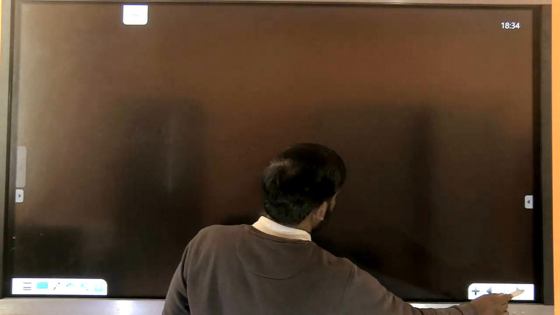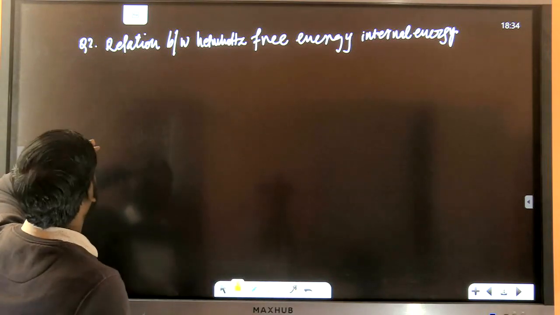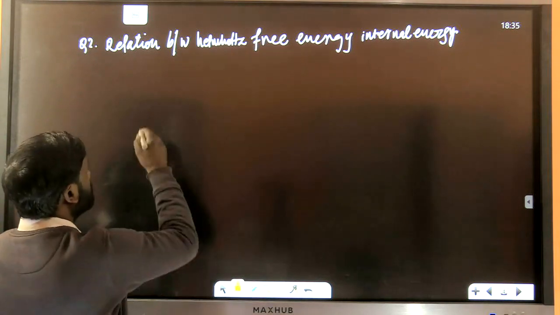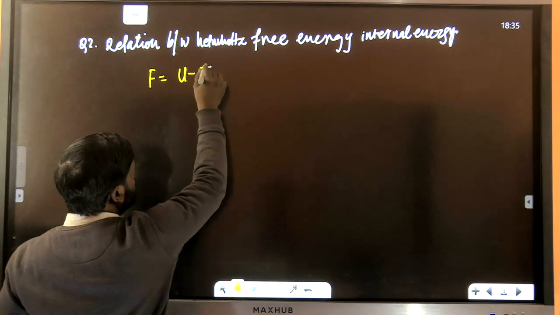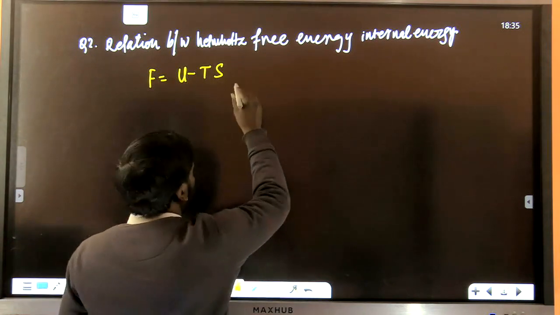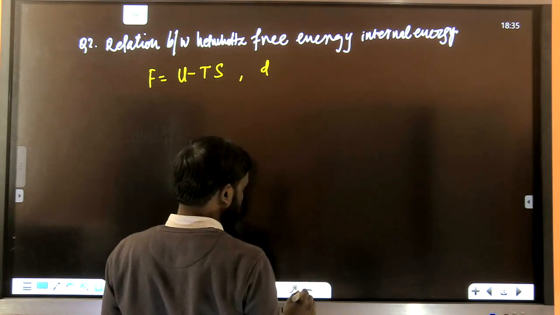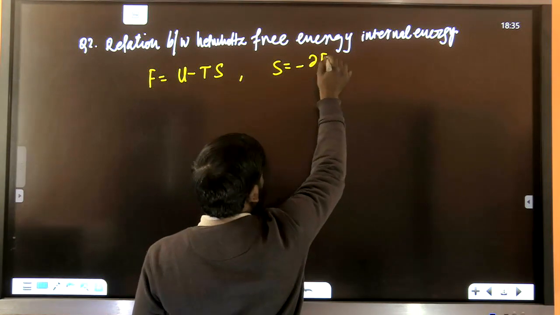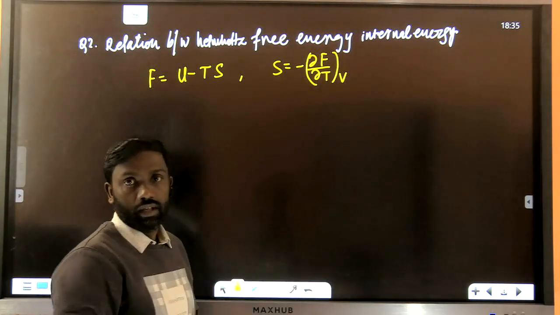Now let's move to another question. This is question number 2. It says relation between Helmholtz free energy and internal energy. We know that Helmholtz free energy F is equal to U minus TS. And we know that S is defined like this: S is equal to minus ∂F/∂T at constant volume. This is how we define it.